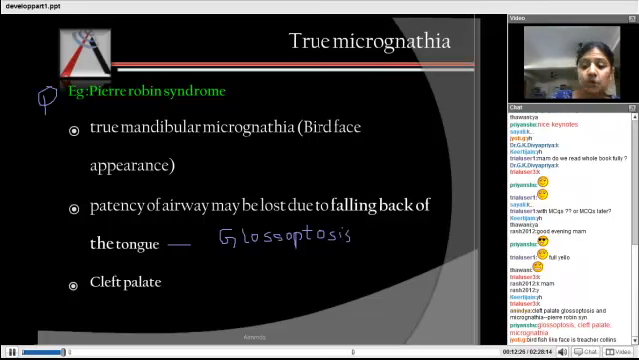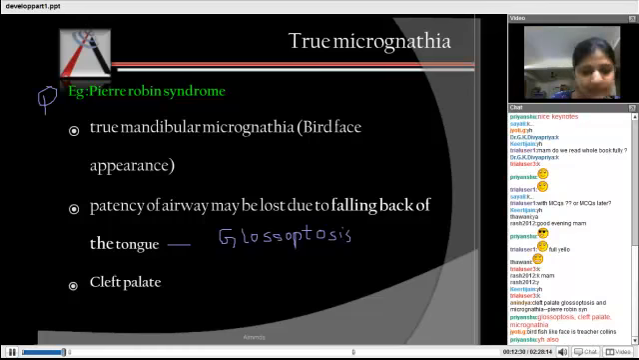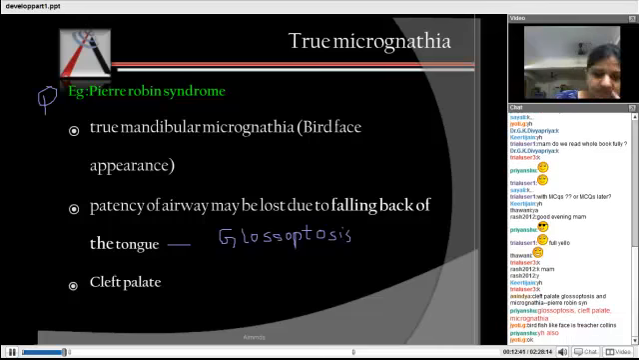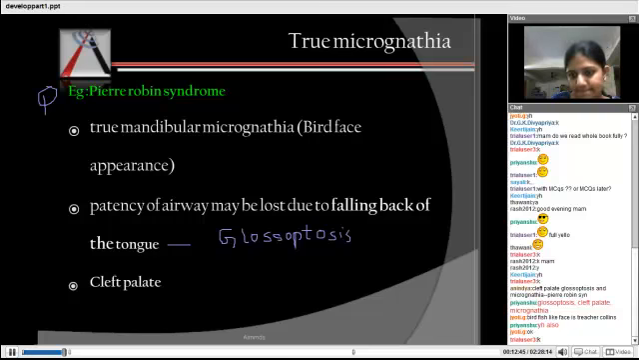Bird face is also seen in Treacher-Collins syndrome. It's also seen, yes. So you will see a bird face in Treacher-Collins, you will also find it in Pierre-Robin syndrome. So the three features of Pierre-Robin are glossoptosis, cleft palate, and micrognathia.